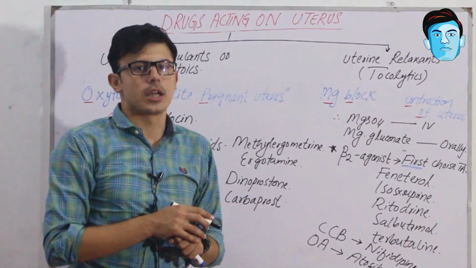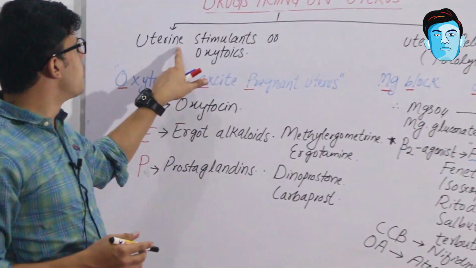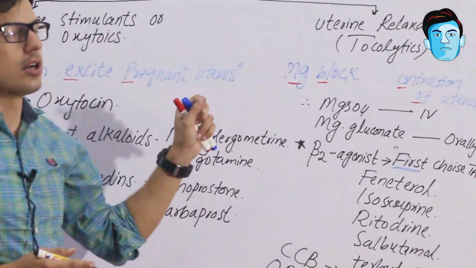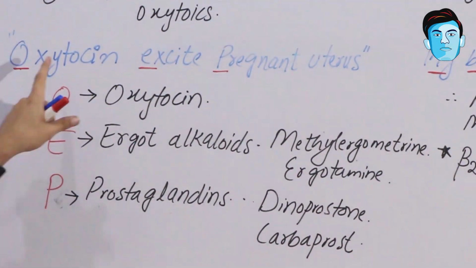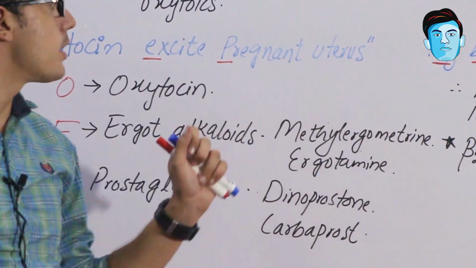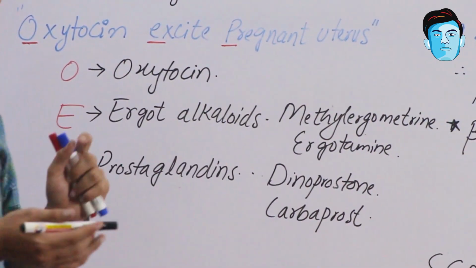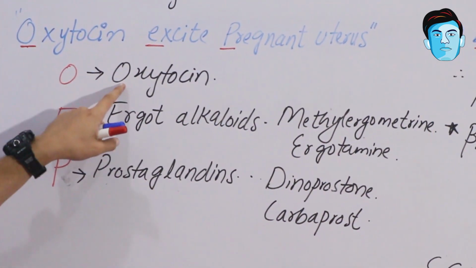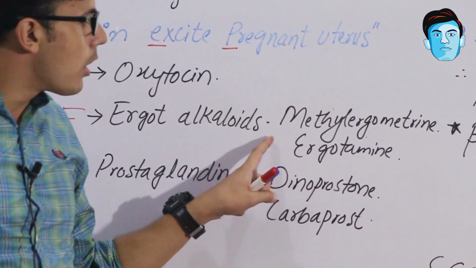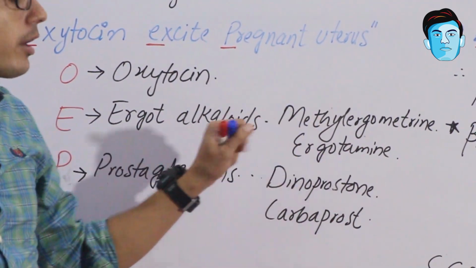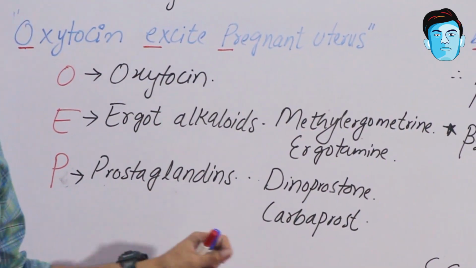I will repeat it once again. Drugs acting on the uterus are broadly classified into two parts: uterine stimulants and uterine relaxants. For the uterine stimulants, we have a trick: oxytocin excite pregnant uterus, where we focus on the initial letters. O stands for oxytocin, E stands for ergot alkaloids containing ergotamine and methylergometrine, and P stands for prostaglandins containing dinoprostone and carboprost.